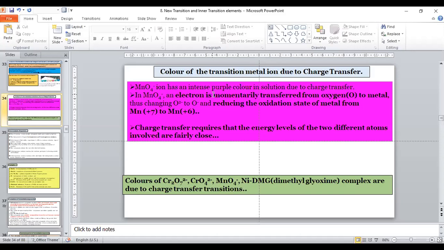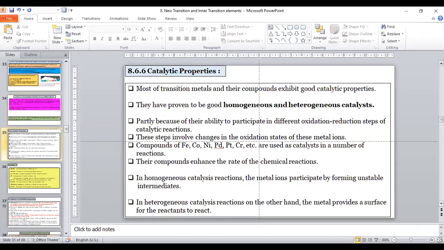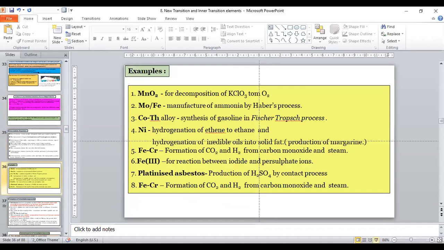KMnO4 is purple color due to the following, and they will give the options. So remember this charge transfer. Then these d block elements or transition elements have catalytic properties. They act as catalysts. These are some examples of catalysts I have given in the last lecture. MnO2 is used here, ranitidine is used here, and Fe, chromium alloys are used.